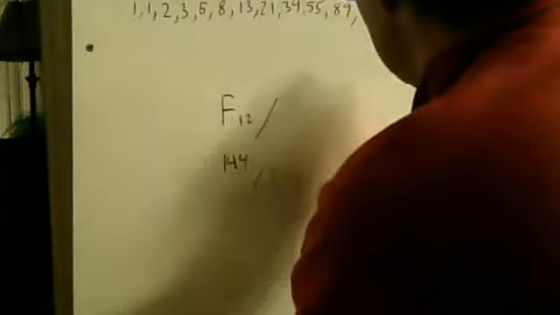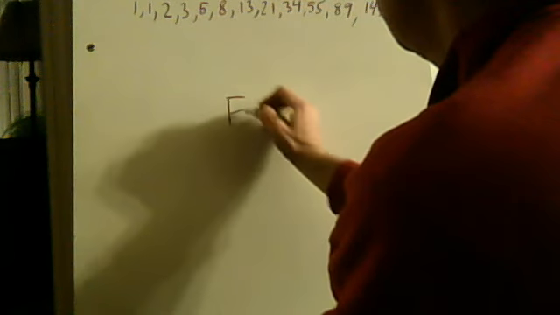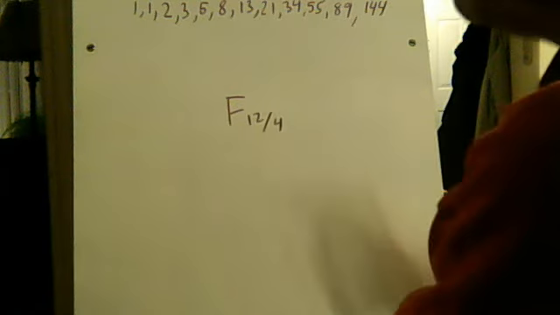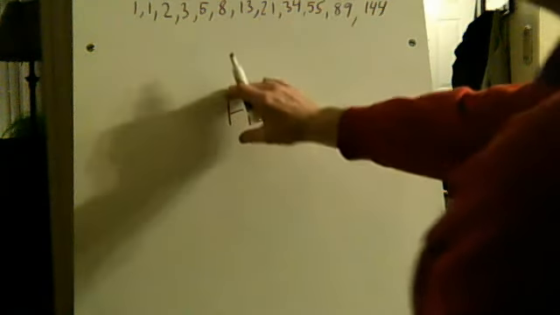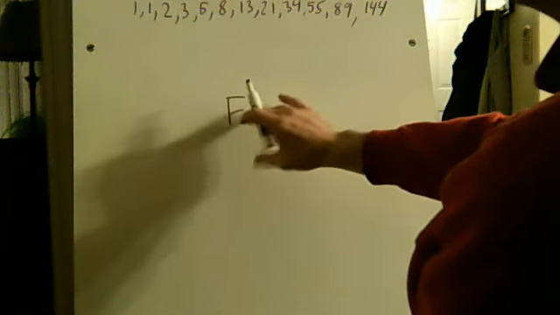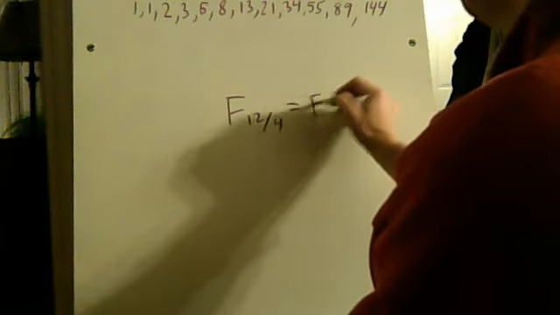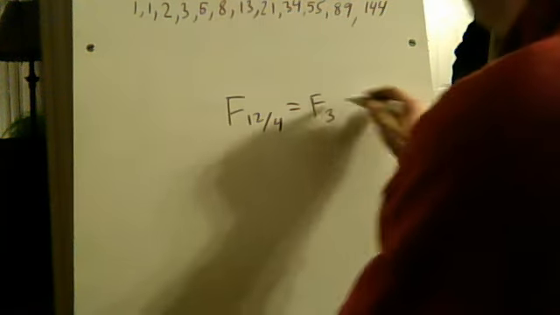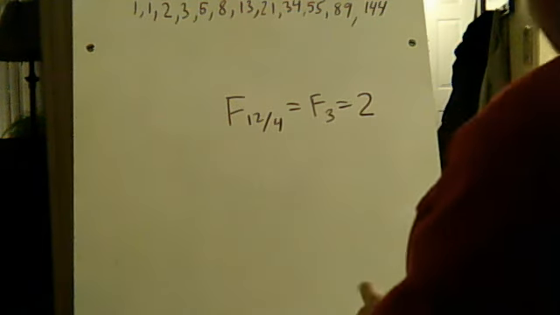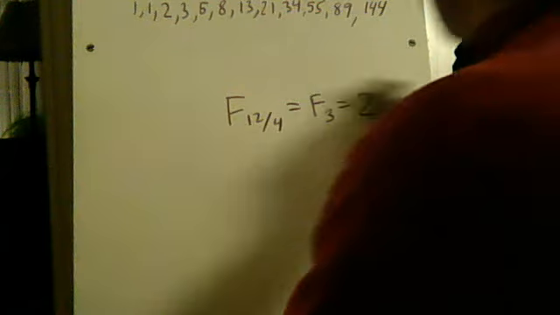Next problem is F of 12 divided by 4. Now here, this divided by 4 is much smaller. This is really the Fibonacci number of 12 divided by 4. 12 divided by 4, that's 3. This is equal to Fibonacci 3. That's equal to 2. Okay. Okay, great. So, now let's move on to a few more now.